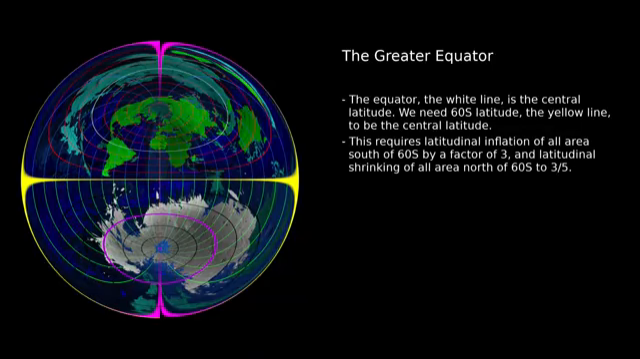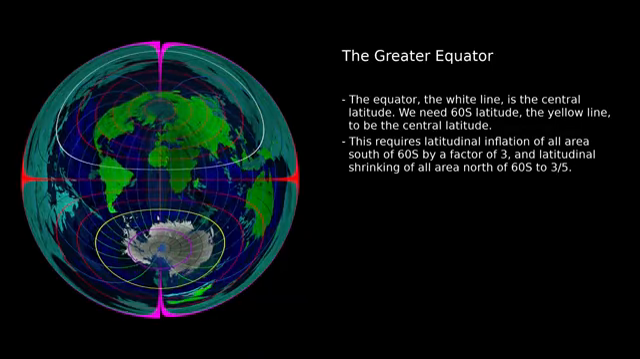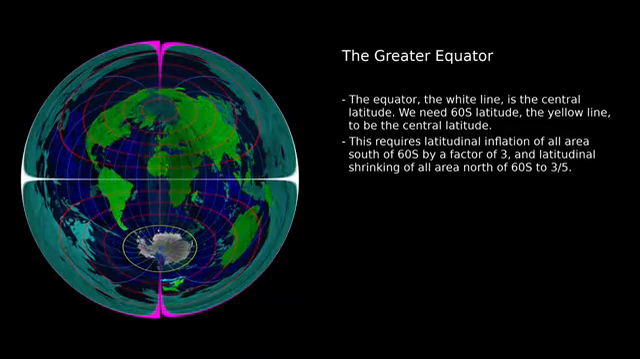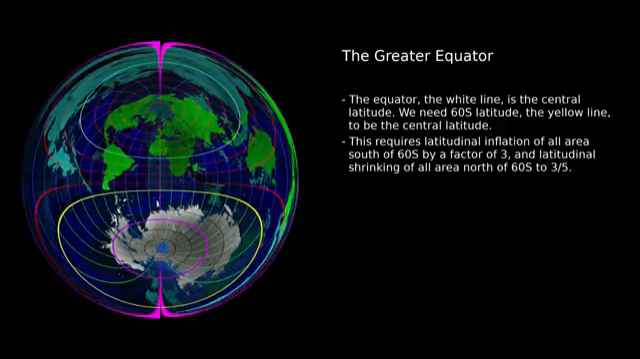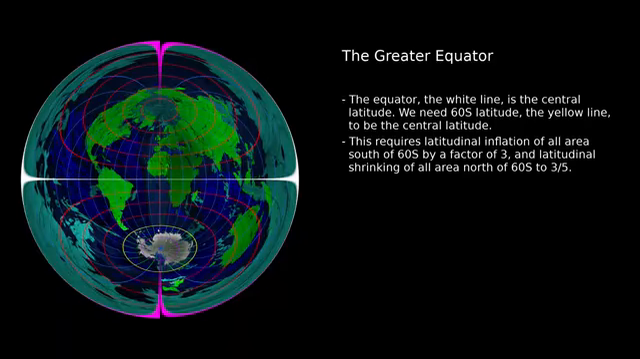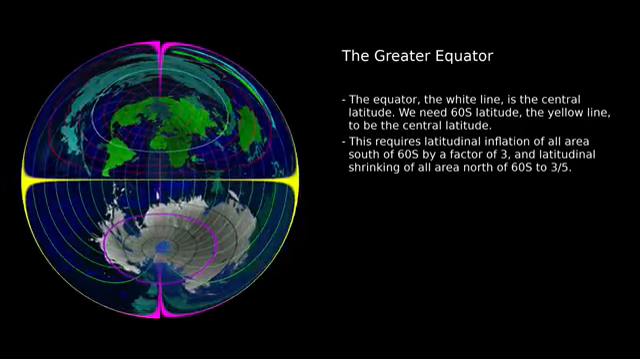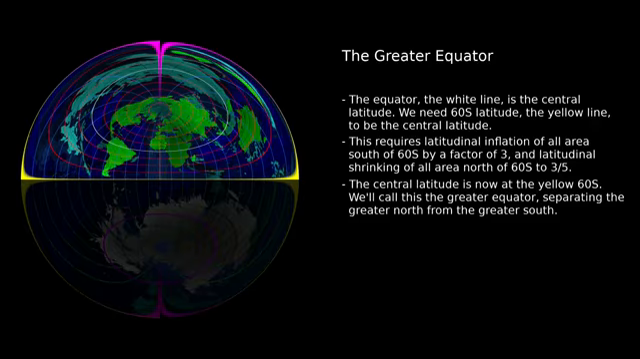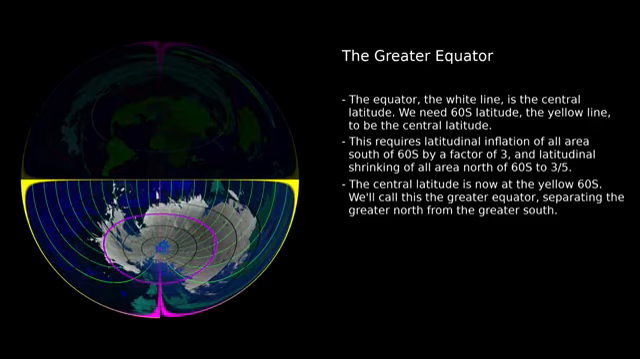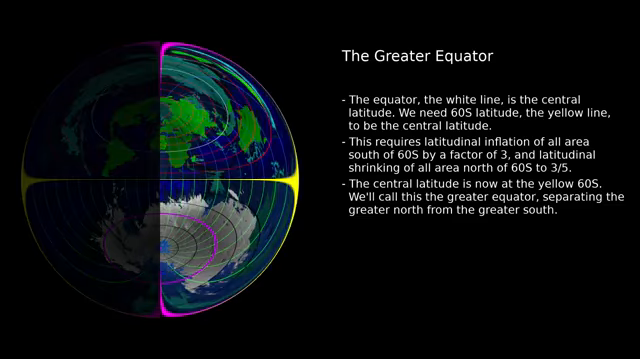This requires latitudinal inflation of all area south of 60 south by a factor of 3, and latitudinal shrinking of all area north of 60 south to 3/5. The central latitude is now at 60 south. We'll call 60 south the greater equator. The top and bottom halves, the greater north and the greater south. The left and right halves, the greater west and the greater east.